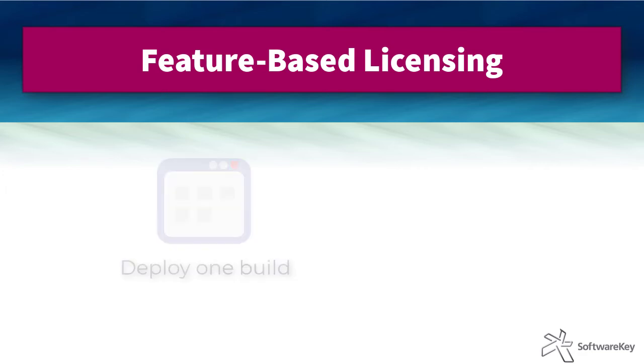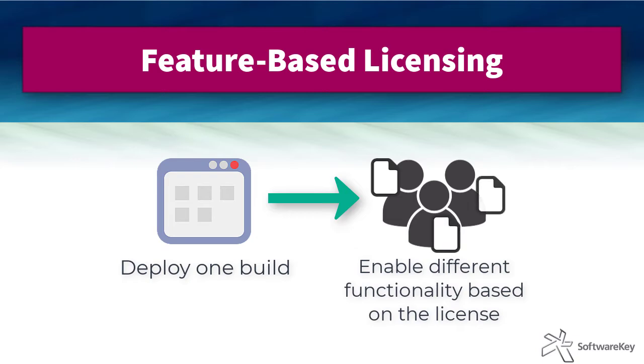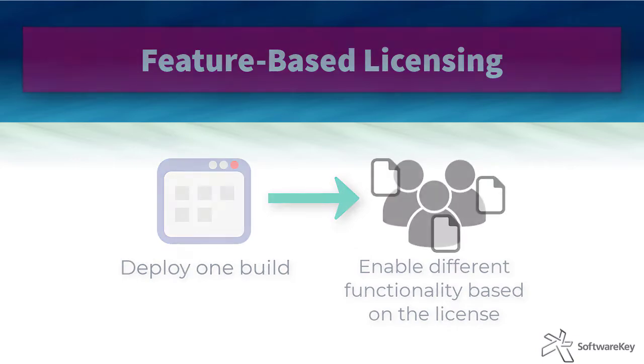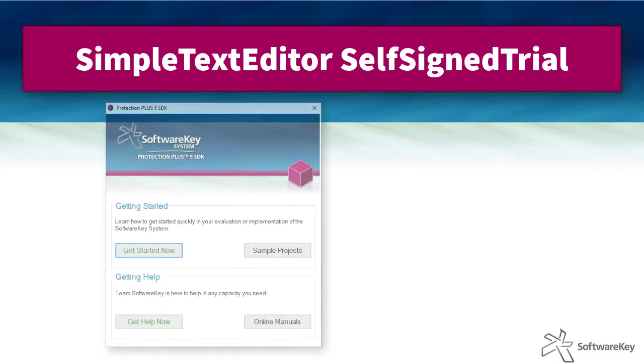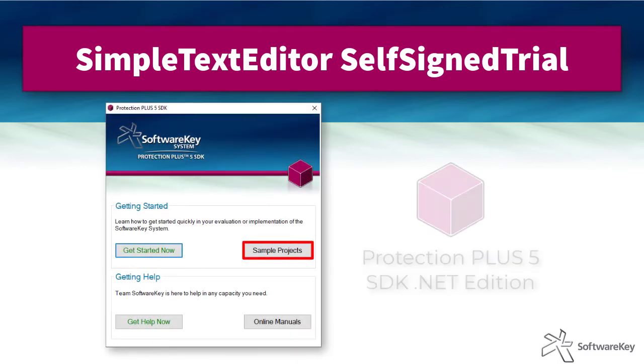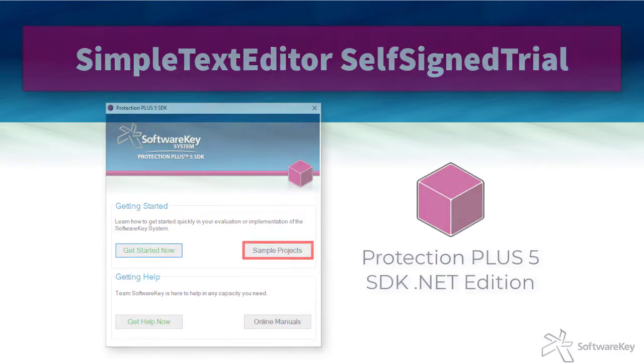Feature-based licensing allows you to deploy one build of your application with the flexibility to enable functionality based on the license you issue. In this video, I will be using the simple TextEditor self-signed trial sample project from Protection Plus 5 SDK .NET Edition to demonstrate feature-based licensing using a custom parameter set.